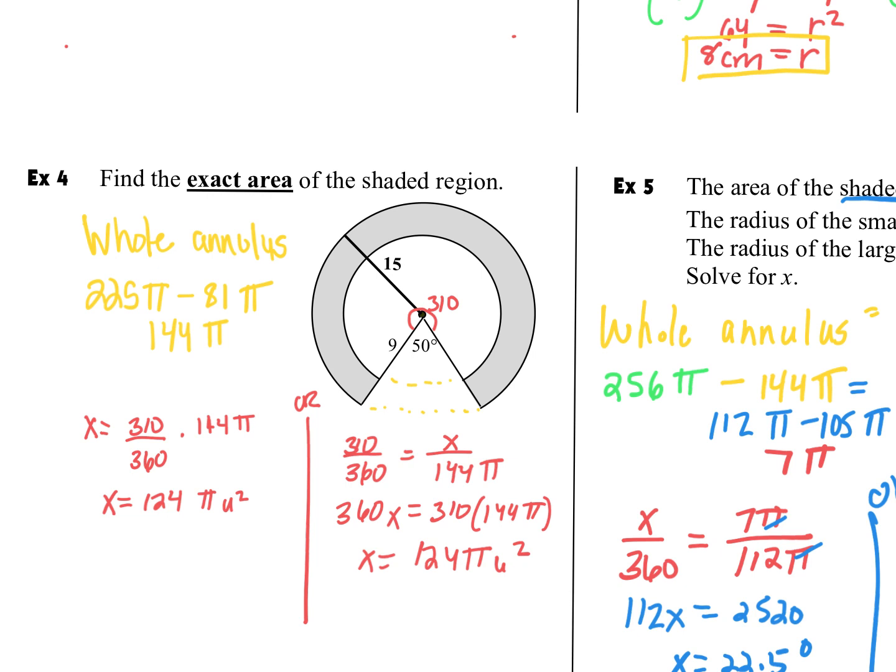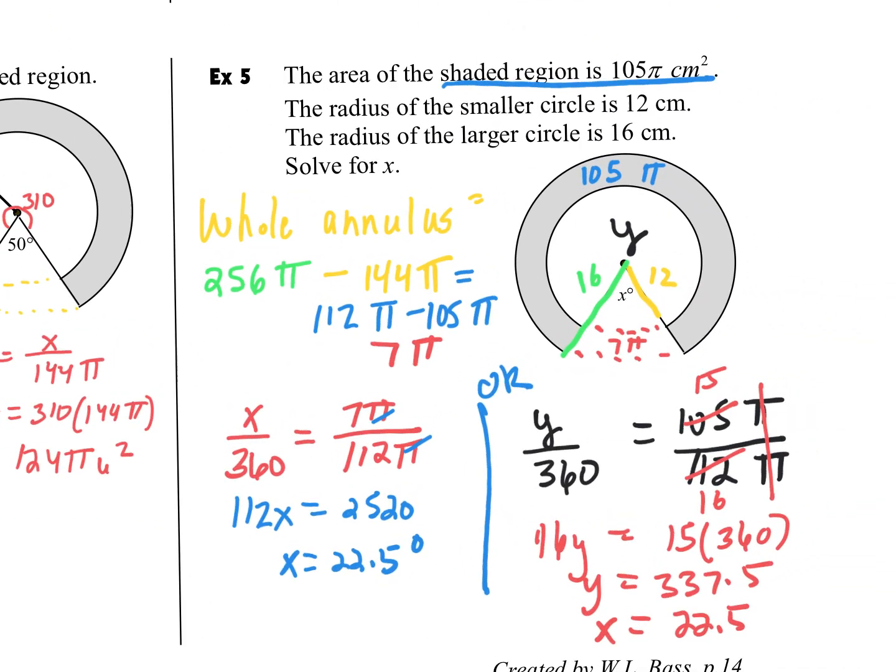I've done it both ways, whether you want to use the equation or the proportion. If we look at this, we're going to say that x is equal to, if we know that this is 50, then the rest of this has to be 310. So 310 out of 360 times what we found up above here, and that's going to give us 124 pi. We weren't given units, so we're going to put units squared. If you did the proportion, those are the steps for the proportion also.